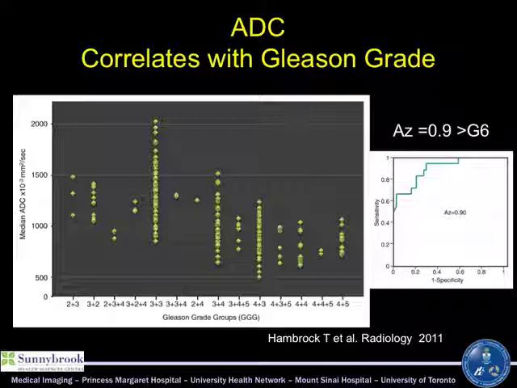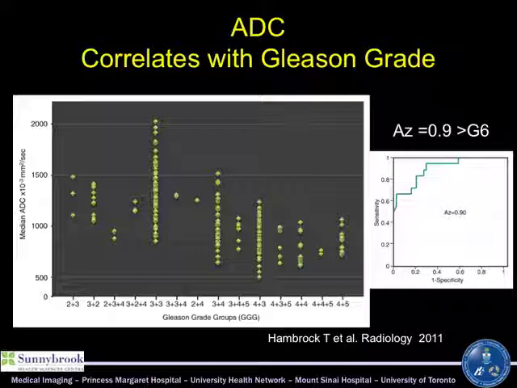And this work has now been published by two groups. This is the Nijmegen group in the Netherlands, and the group at NIH has published this as well. On the x-axis here you have Gleason score. On the y-axis you have the ADC value. The ADC value is derived from the diffusion-weighted image. It's something called the apparent diffusion coefficient. And what you see here is that the ADC gets lower as the Gleason score gets higher.